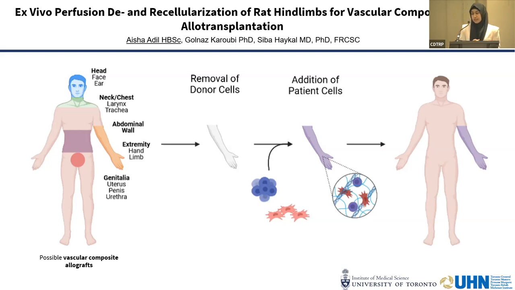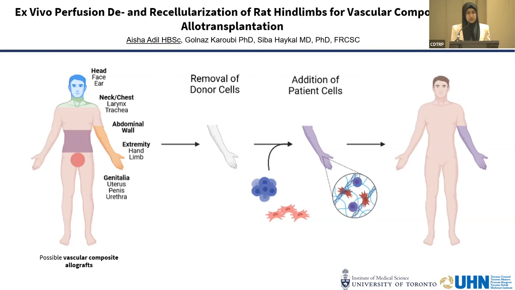However, VCA is limiting because it requires the use of lifelong anti-rejection drugs that can be toxic and lead to increased risk for infections and cancers. Today, I'll introduce the use of a bioengineering method to help circumvent that challenge. The bioengineering technique shown here involves taking a donor tissue, removing cells while maintaining the three-dimensional structure of it, called decellularization, and then repopulating it with recipient-specific cells that could tailor the transplant to the patient receiving it, called recellularization. Next.